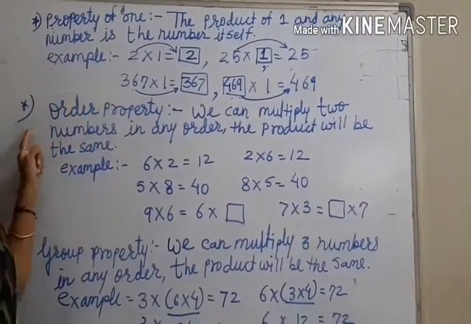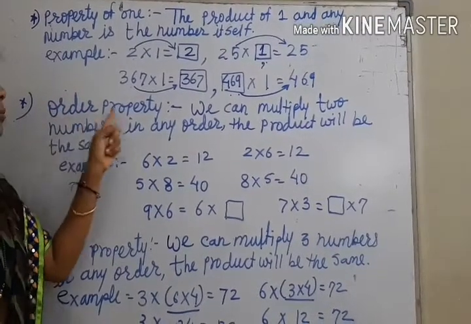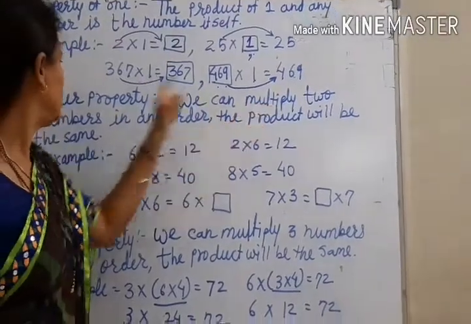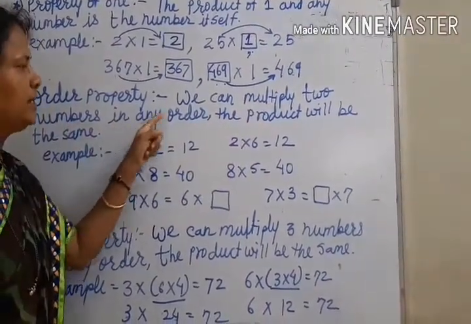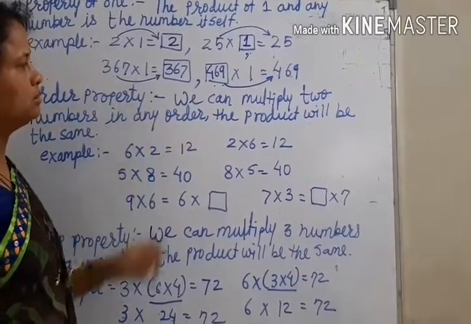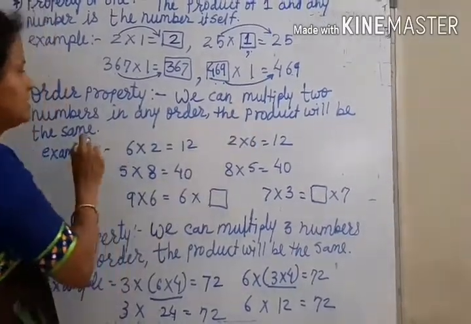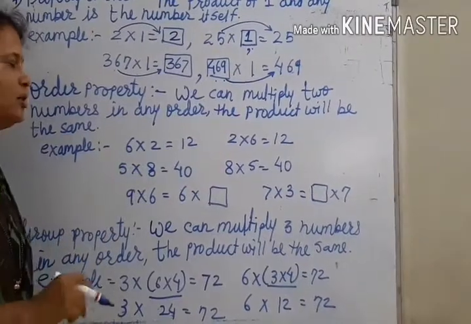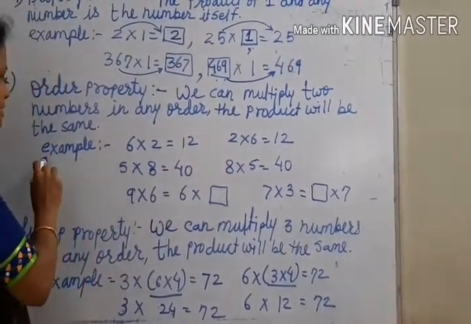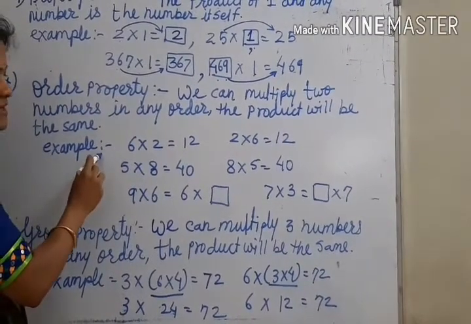Now let us go to the third property. Order property. We can multiply two numbers in any order. It means we can change the order of the numbers. The product will be the same. If we change the order of the numbers, then also the product will be the same. Some examples we will see.